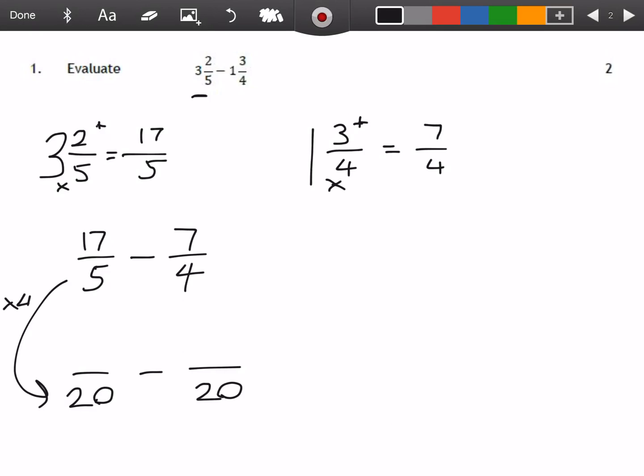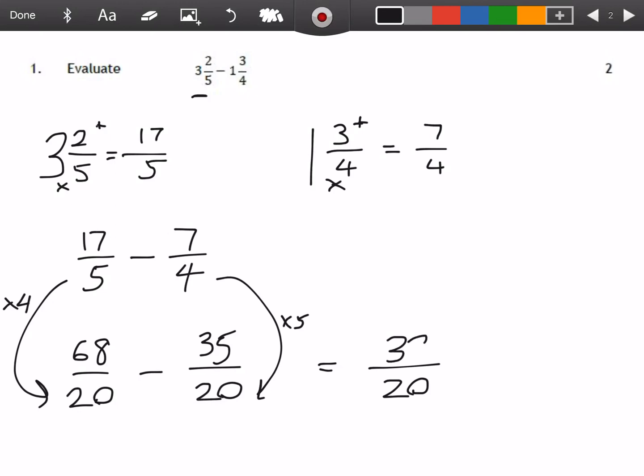Remember, it's a non-calculator question. 4 17s, you're allowed to do a wee sum at the side. 4 10s, 4 7s, 68. The 4 on the bottom of the other fraction has been multiplied by 5, therefore, to make it 20. So the 7 at the top also has to get multiplied by 5. 7 5s, 35. And when we have the common denominator, it makes it a nice and easy question now. It's really just 68 take away 35, which is 33.